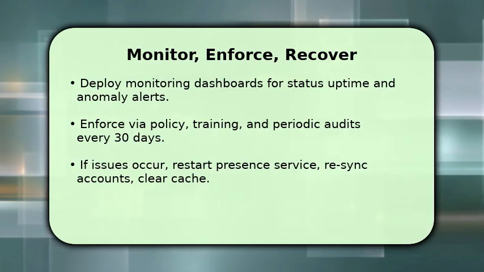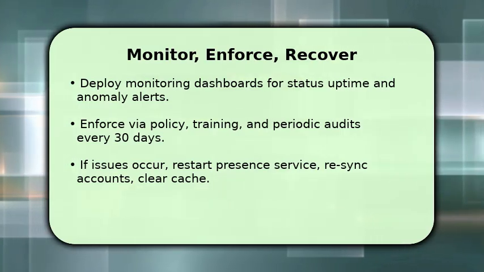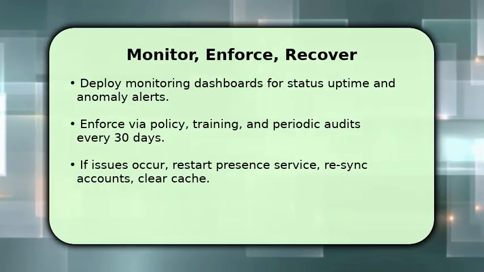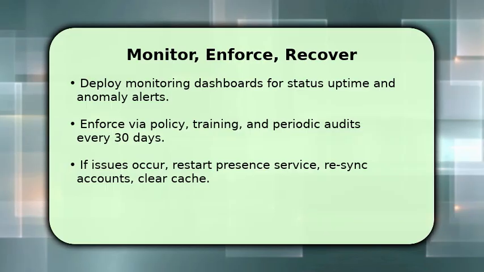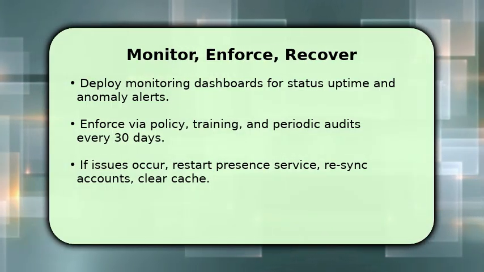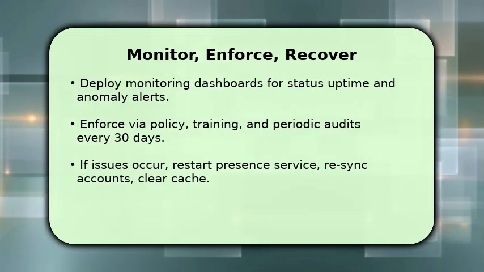When things go wrong, follow a quick recovery path. Restart the presence service, resync affected accounts, and clear client caches. If problems persist, roll back the last rule change. Keep communicating progress to teams so confidence in status accuracy grows over time.